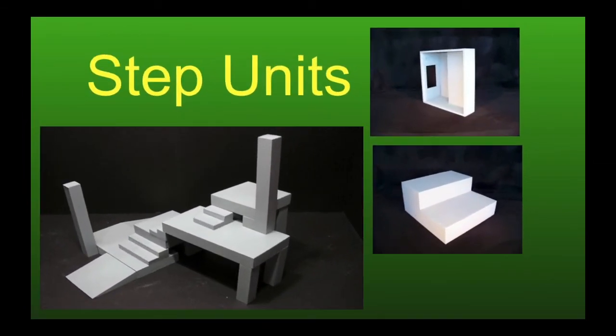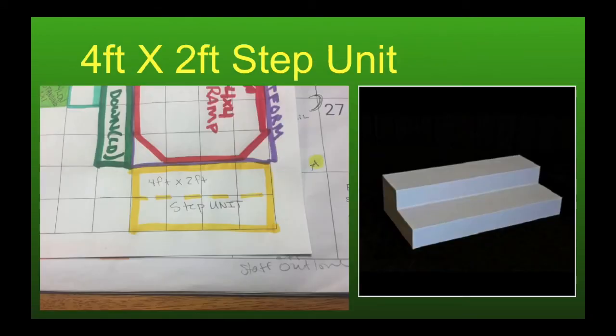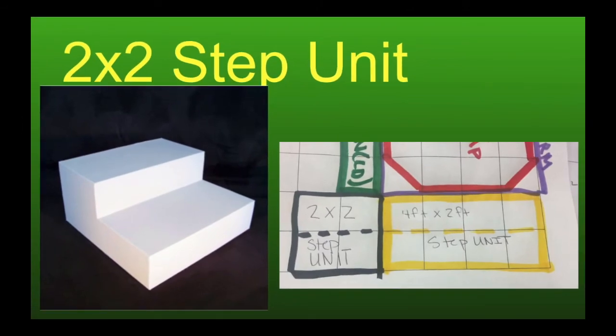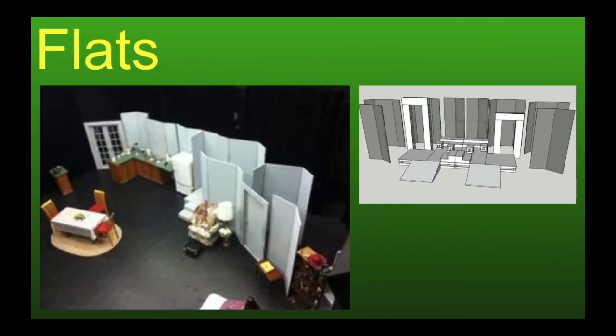The next thing we're going to talk about are step units, as you can see here. First is the 4 by 2 foot step unit. So when you're drawing one of these units, you're going to draw it 4 by 2. But since it has 2 levels, you denote this by doing little dashes. The same kind of idea we take for the 2 by 2 step unit, except it's 2 squares by 2 squares and has a dash in the middle.